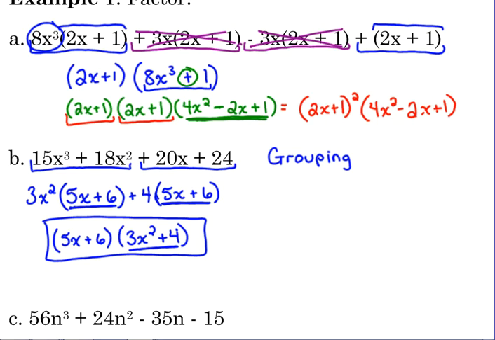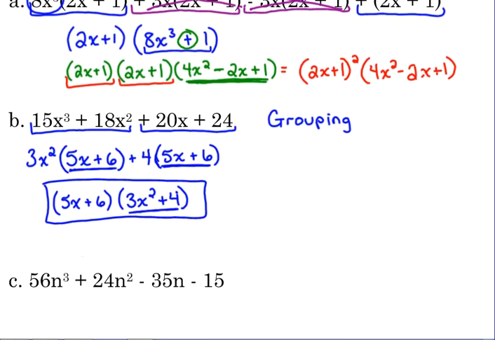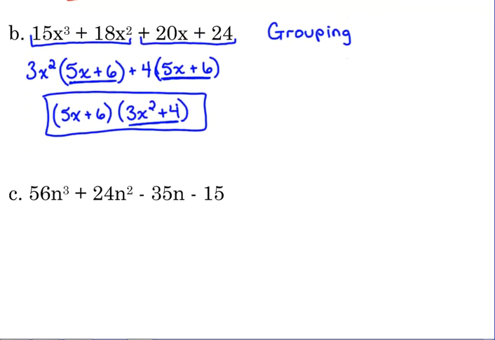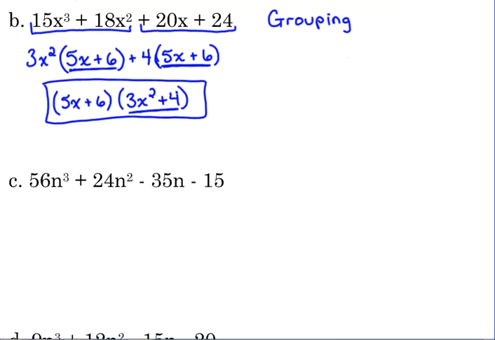And you can do a quick check. Multiply back out. 5x times 3x squared, 15x cubed. 5x times 4, 20x. 6 times 3x squared, 18x squared. 6 times 4, 24. I got all the terms from the original problem. So absolutely no reason to miss your factoring problems there if you take the time to multiply them back out.